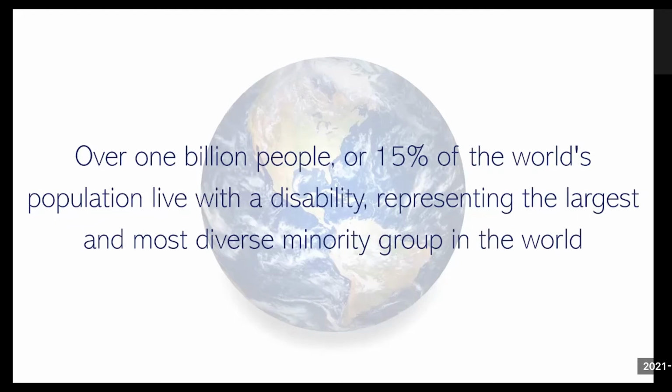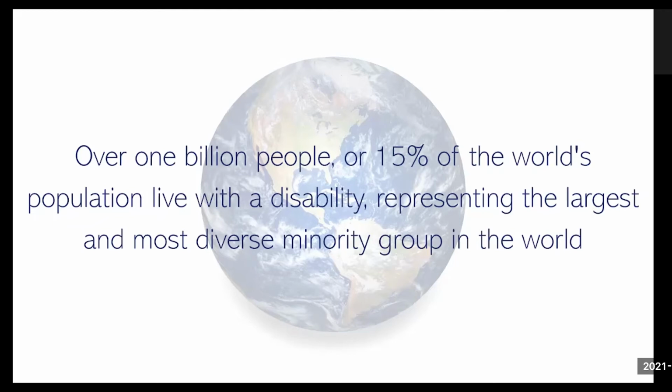Okay, gotcha. So as y'all see in the slide here, over 1 billion people, or 15% of the world's population, lives with a disability. And honestly, people with disabilities represent the largest and the most diverse group in the world.